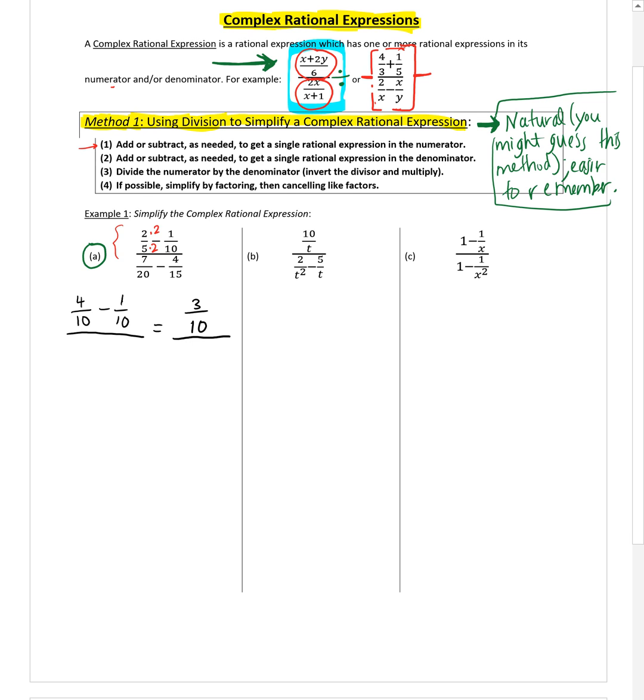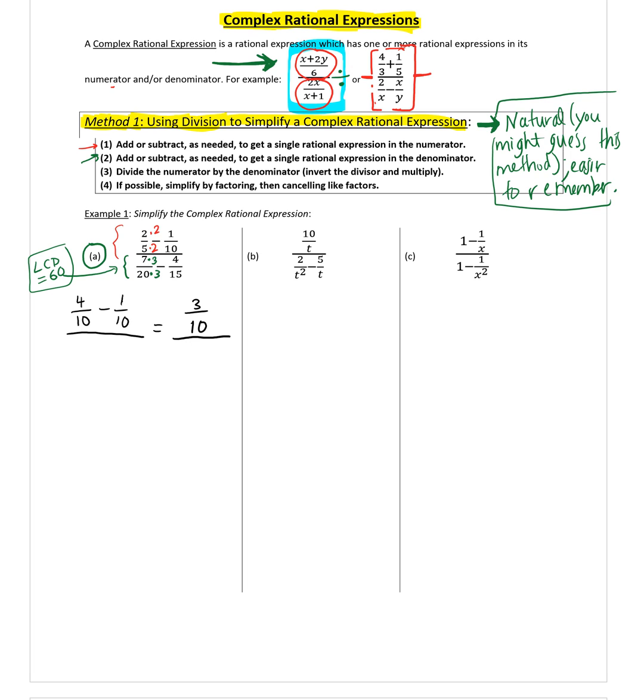Now step 2 says you want to do the exact same thing in the denominator. So down here we've got 7 over 20 minus 4 over 15. I want to find a common denominator between 20 and 15, and I think it's 60. That one was a little trickier, the LCD is 60. So for the first fraction, 7 over 20, I ask myself, 20 times what is 60? That would be 3. So I'll multiply that guy by 3 over 3.